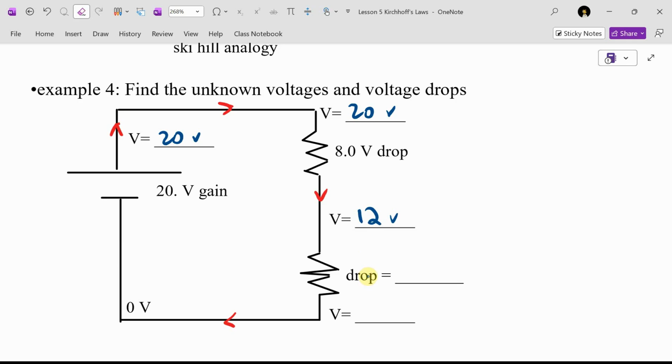We go down another hill. Whee! I don't know how high that hill was, and I'm not sure. Well, wait a minute. How high are we here? How high are we here? How many volts must we have lost going through this resistor if we started at 12 and ended at 0? That's the voltage law.